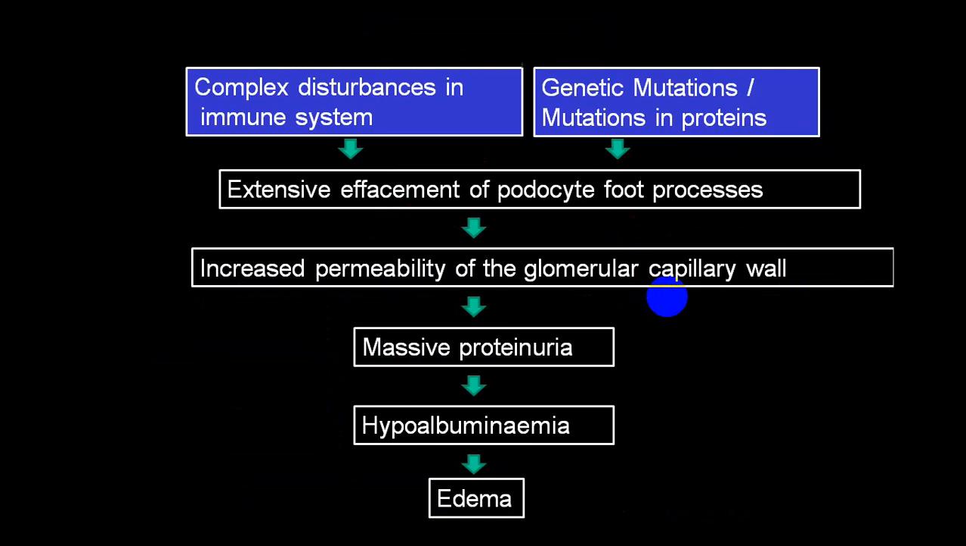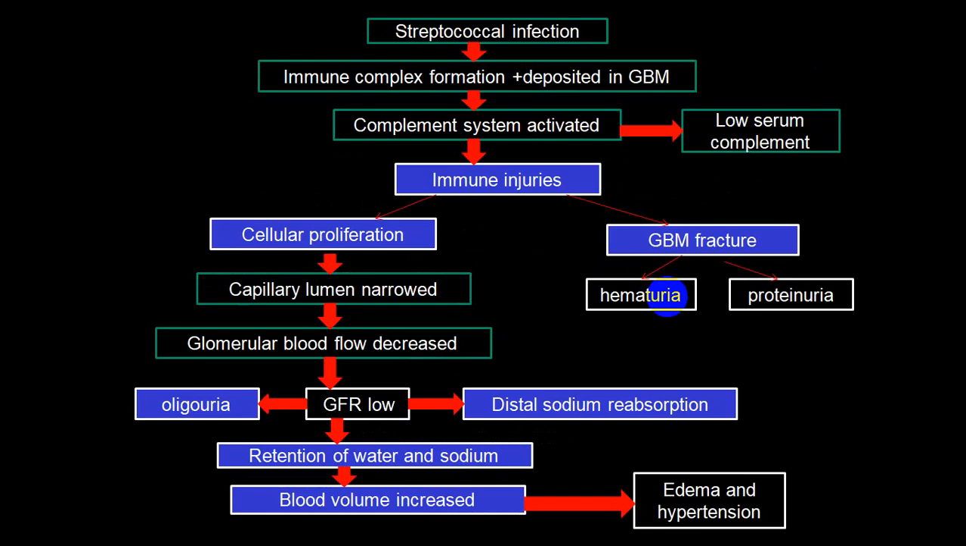Following a streptococcal infection, there is production of an immune complex, which is deposited at the GBM. There is complement system activation. So complement is utilized, and if you now examine the blood, the serum complement level is low. Formation of an immune complex and complement system activation cause an immune injury, so there is damage to the glomerular basement membrane.